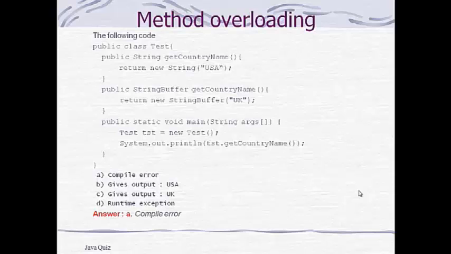The answer is compiler error, because we cannot have two methods with identical signatures, though they have different return types, because there is ambiguity here. It doesn't know which to call. Both are identical. So to resolve this, you have to put in some parameters in this, so it will be different from the other method.